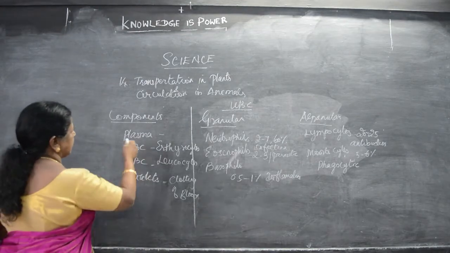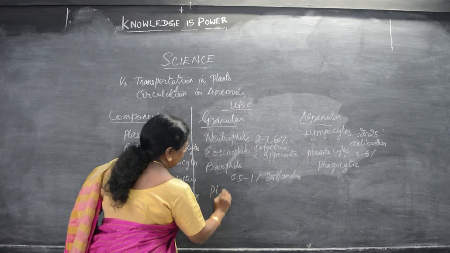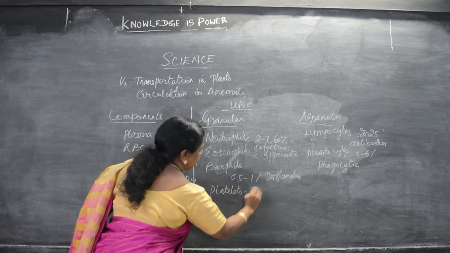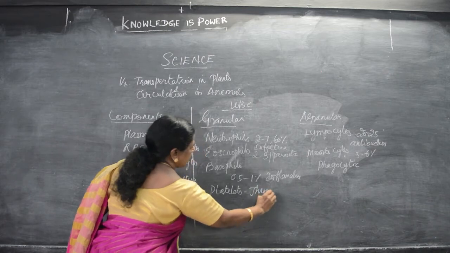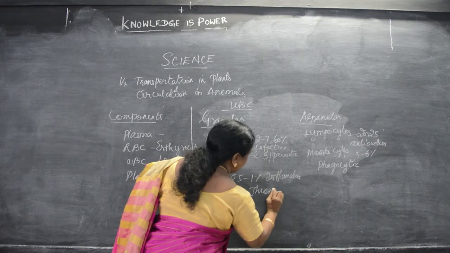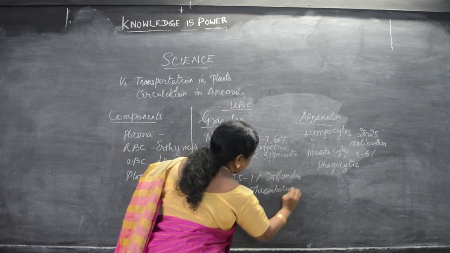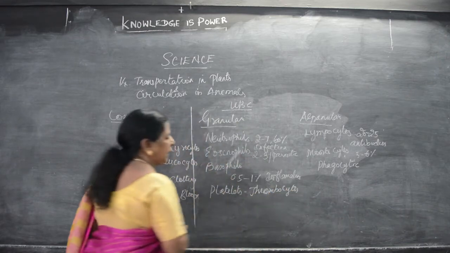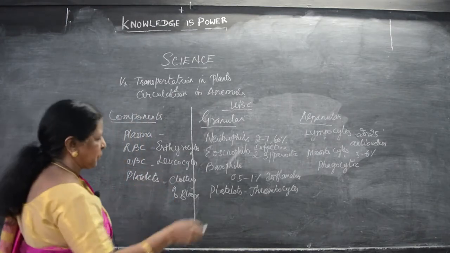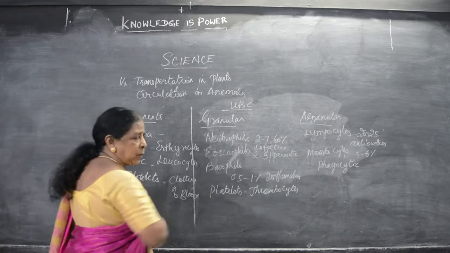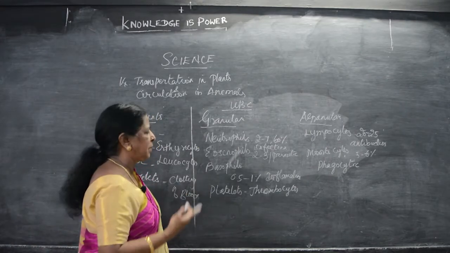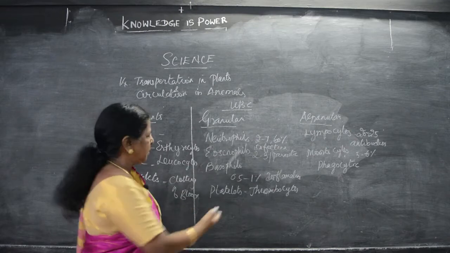Then platelets, I forgot about platelets. Platelets are otherwise known as thrombocytes. You have to be clear about both spellings. Platelets, thrombocytes, from the name itself we know they are small plates. They help in blood coagulation, that is blood clotting. Whenever you have an accident, immediately the blood will be clotted. This is because of platelets.